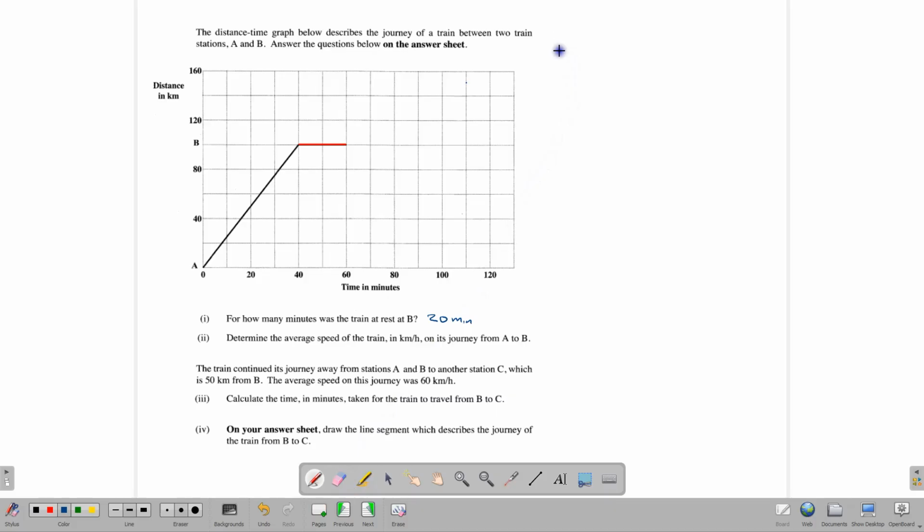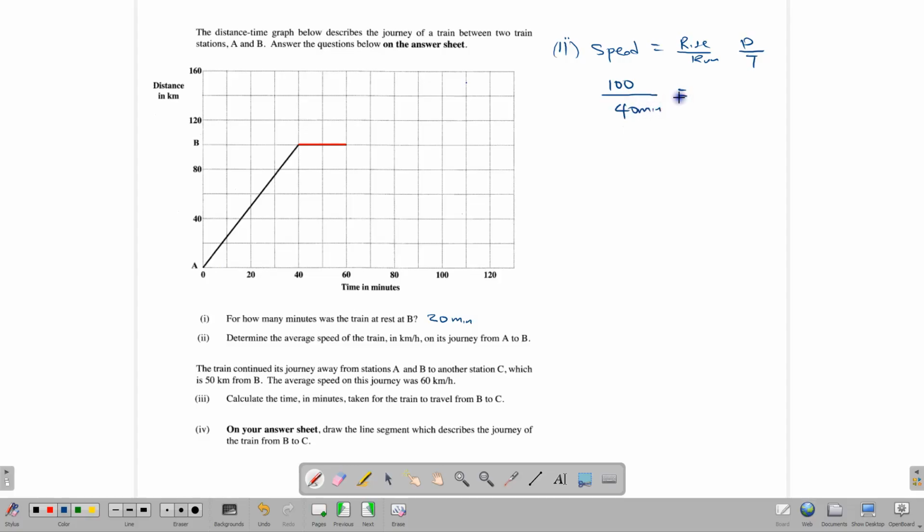So in answering part 2, the speed is equal to the rise over run, or the distance over time. Now the distance here, from here to here, notice 20, 40, 60, 80, 100. So we have 100 kilometers. And the time is 20, 40 minutes.